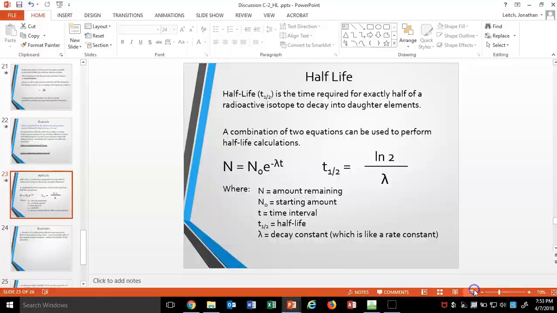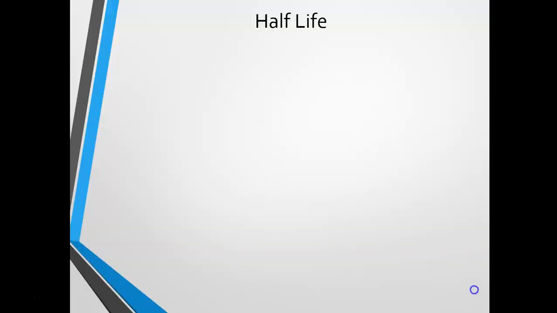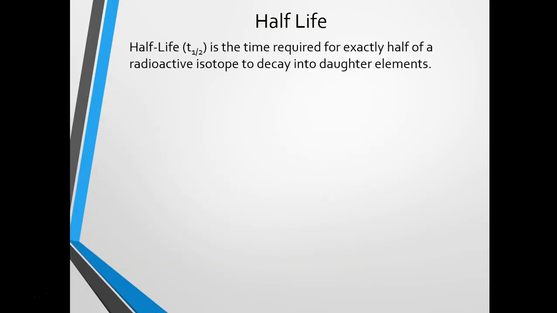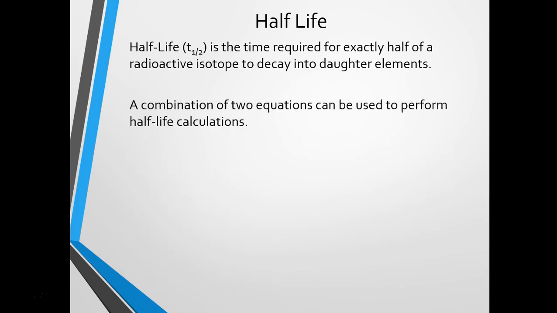Alright, finally, half-life. Now the half-life is the amount of time it takes for exactly half of a radioactive isotope to decay into its daughter elements. Now, we can use two different equations to perform half-life calculations. The first is N equals N0 times e raised to the negative lambda t, and t1/2, which is the half-life, is equal to the natural log of 2 divided by lambda. Now remember, lambda is our decay constant.